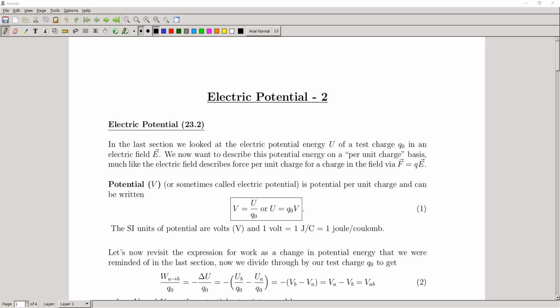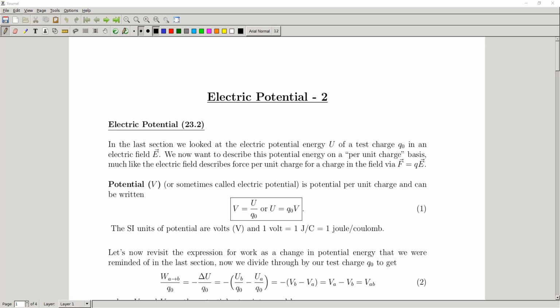Okay, this is going to be our second video in our electric potential series, and so we'll get right into it here. Everything that I'm going to be talking about here corresponds to section 23.2 from the text, and we're going to be talking about electric potential specifically right now.